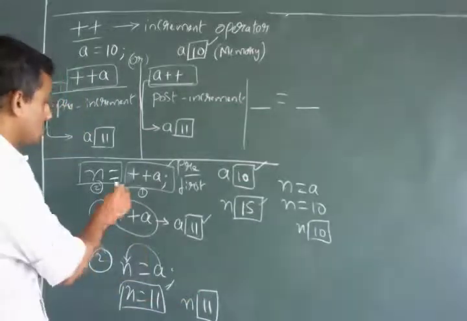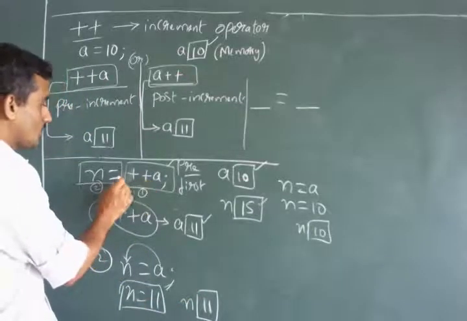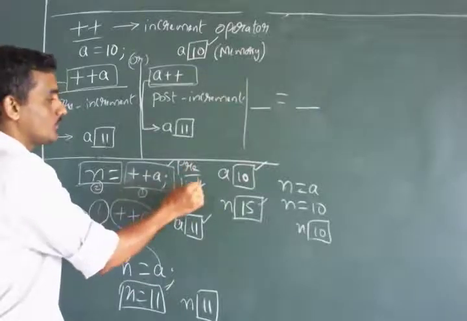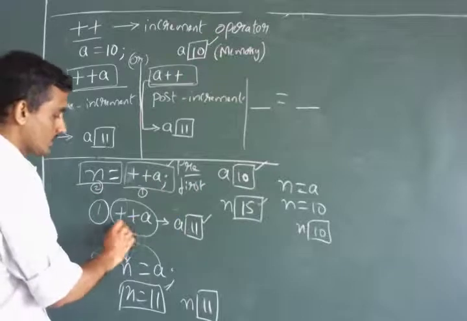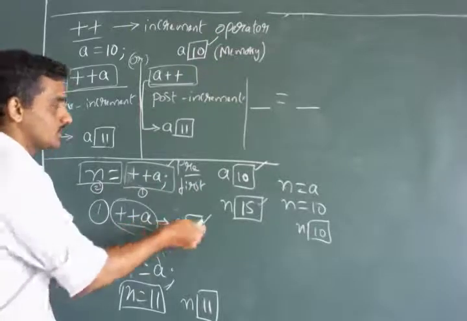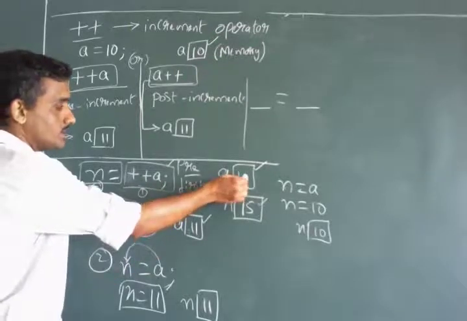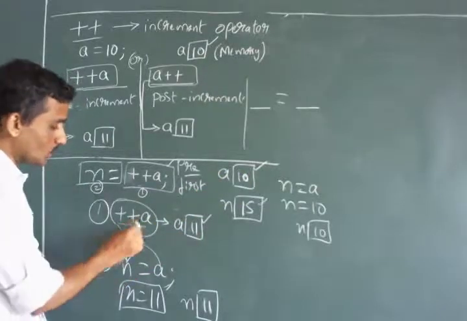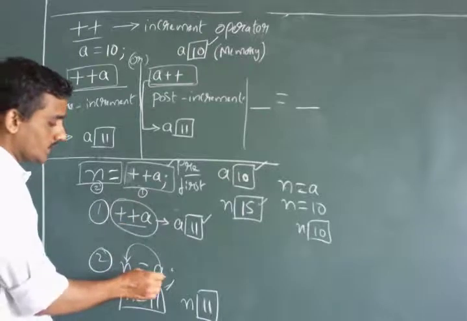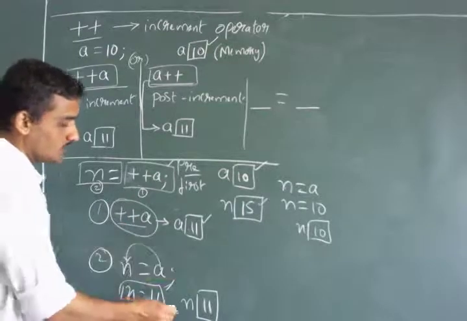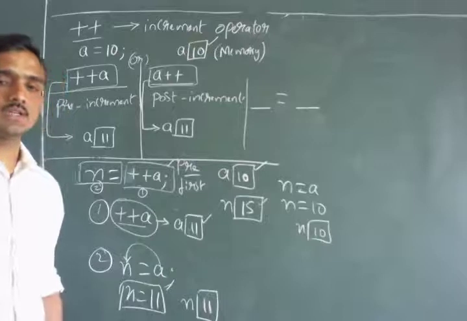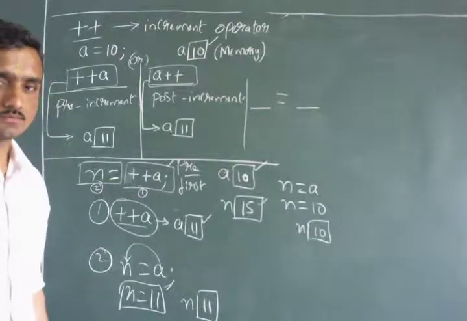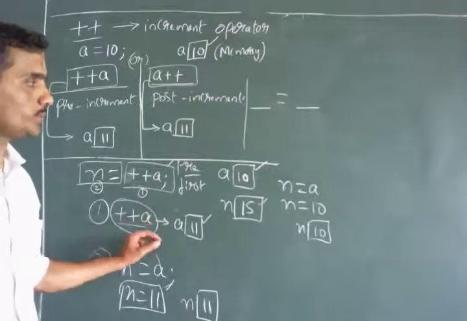Okay. Once again, n equals to plus plus a. Whenever you write plus plus before the variable, it is called pre-increment. First, this one you have to do. So first I have written plus plus a. When you write plus plus a, you just increase the value of a by 1. So a value is 10 initially, it is increased to 11. In the second operation, don't use plus plus a. Just write n equals to a. When you write n equals to a, new value of a you substitute, n equals to 11. So n value is 11. Is it clear? Yes, sir.